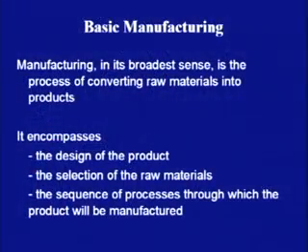So as we can see, there are 3 important aspects of manufacturing. The first one is the design of the product, the second one is the selection of the raw materials, and the third one is the sequence of processes through which the product will be manufactured. So we are here to discuss regarding the sequence of processes through which the product will be manufactured. The design as well as the selection of raw materials will not be covered during the course of these lectures. We are going to focus our attention only on the sequence of processes that convert a raw material into a final product.